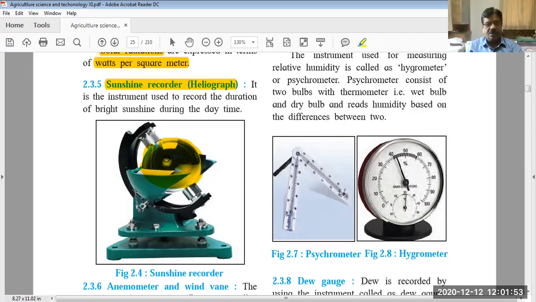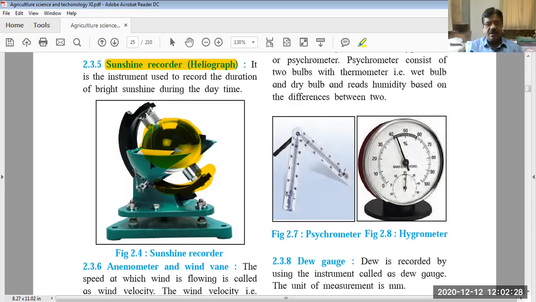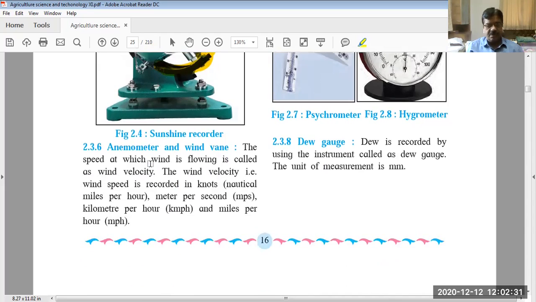This globe is very important. Whatever sunlight comes in this globe is recorded. At the bottom, there is one graph paper, and whatever sunlight comes here is concentrated. This concentrated sunlight burns the graph paper, and according to the intensity of sunlight, this burning takes place, and we can measure at what time what was the intensity of sunlight. So this is a sunshine recorder.